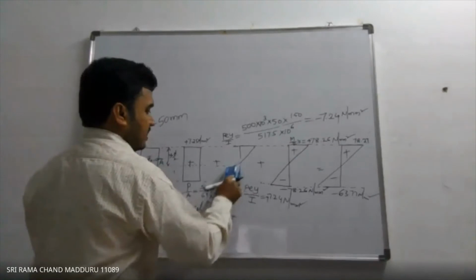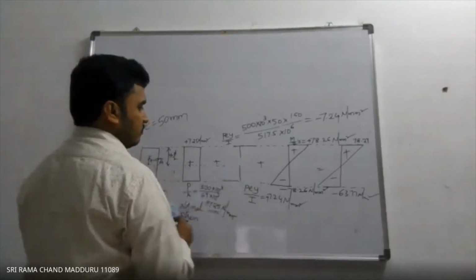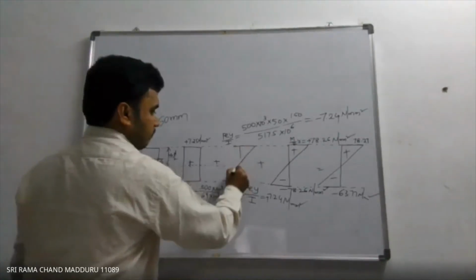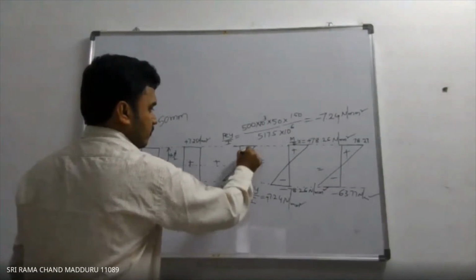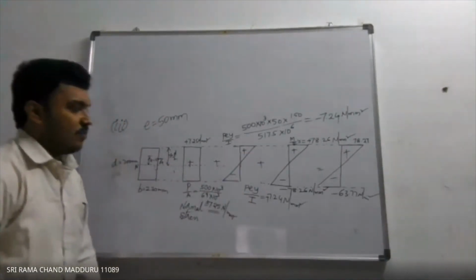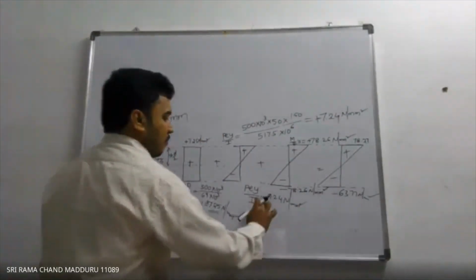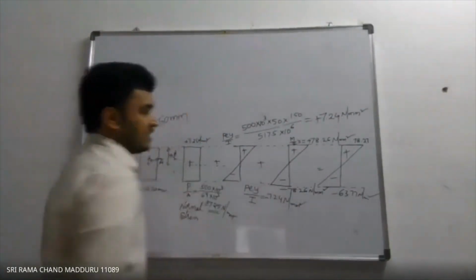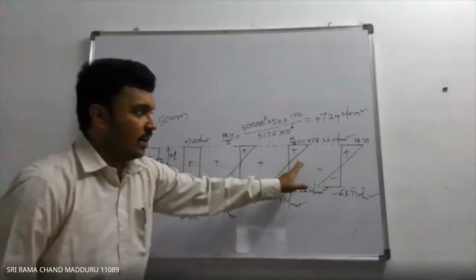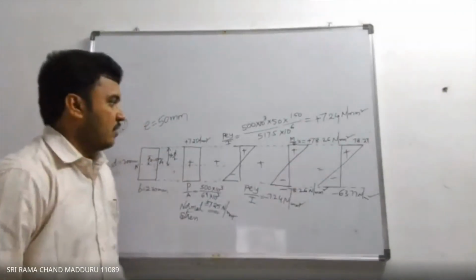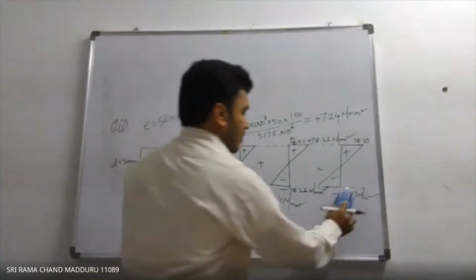where the pre-stressing is... top fiber will be positive, bottom fiber will be negative. So this is plus 7.24 and in this case minus 7.24. Remaining loading will be the same.